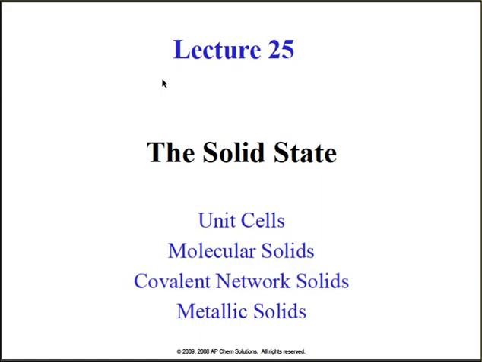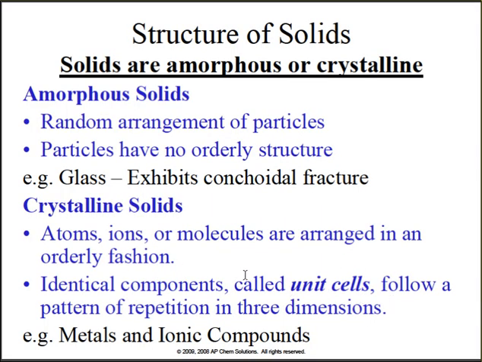Lecture 25, solid state. In this lecture, we'll talk about the unit cell, the molecular solid, covalent network solid, and metallic solid. In a solid, basically, there are two types: amorphous, where we have a random arrangement of particles, so it's very unorganized, and crystalline solids, where the units are very organized.